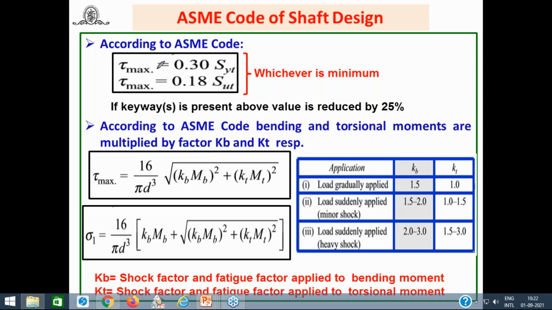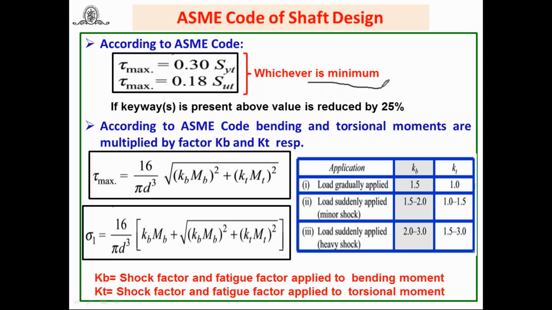How is it calculated? First of all, we have to find tau max equal to 0.30 Syt, that means 30% of the Syt, and tau max equal to 0.18 Sut, meaning 18% of the Sut. Out of these two, whichever is minimum, that you use in your calculation.